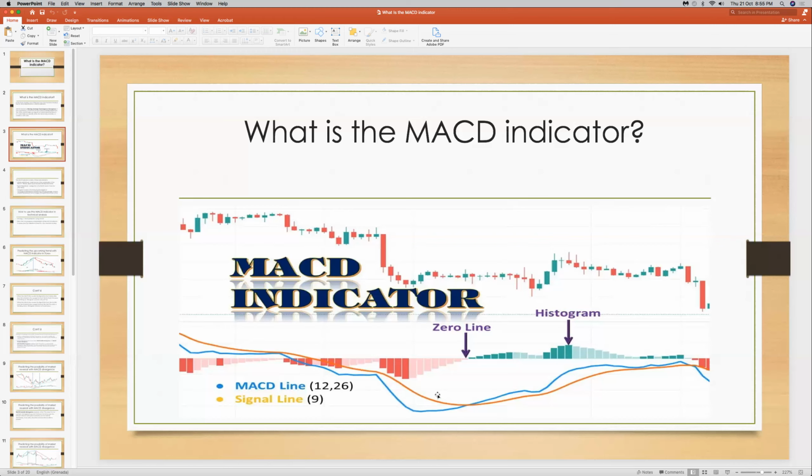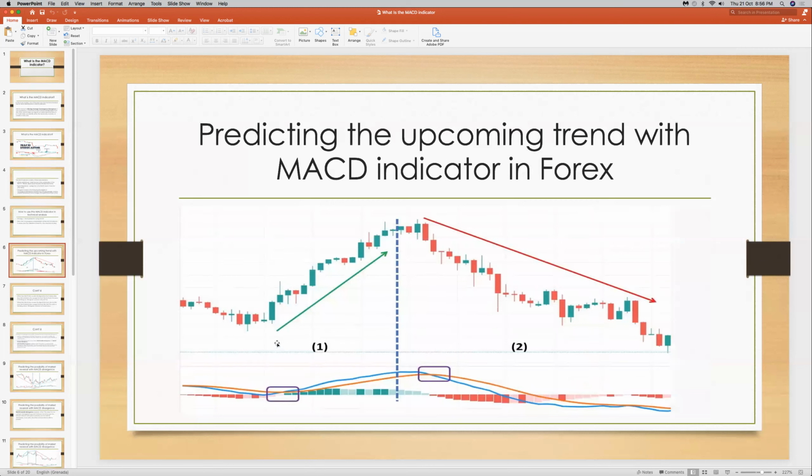We have two things to look at: divergence and convergence. Convergence simply means our MACD line is moving in the direction of price. Divergence means it is not moving in the direction of price. So let's look at this chart here. Price is going up. Look at our MACD. Our MACD lines are going up. That means they are showing convergence.